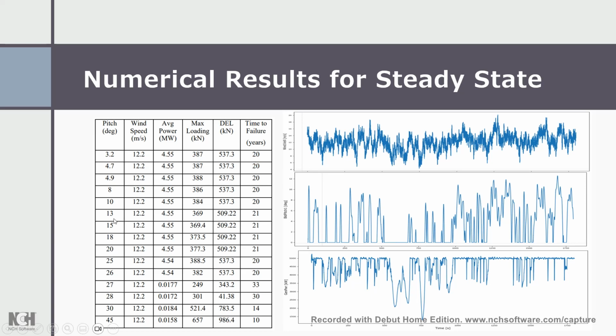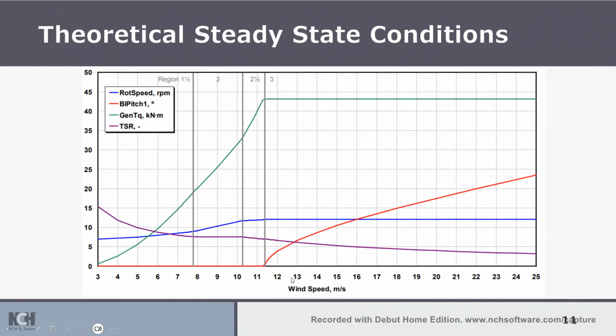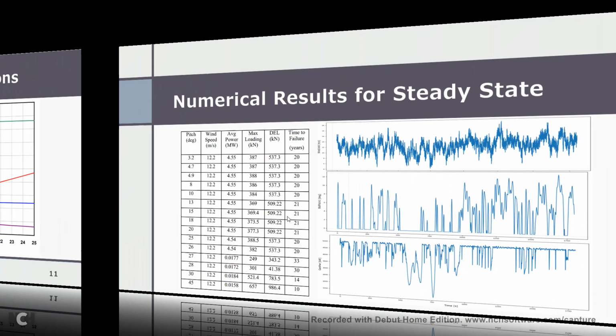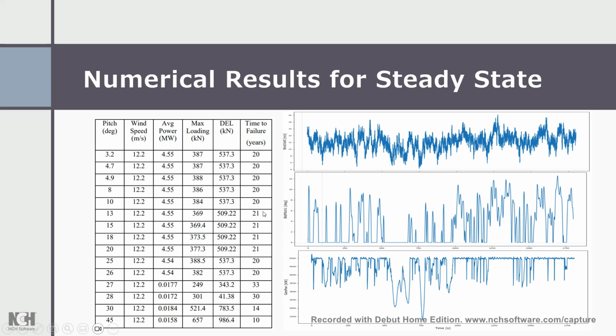What's interesting though is we hit 13 degrees. So let's go back one. Where's 13 degrees here? It's roughly 16.5 meters per second, but we're using 12.5 and we're using 13 degrees. So we're way off from the chart. But yet with our results, it's interesting that we get 21 years and we get 4.55 megawatts. Pretty easy going on the max loading, and our damage equivalent load is low.